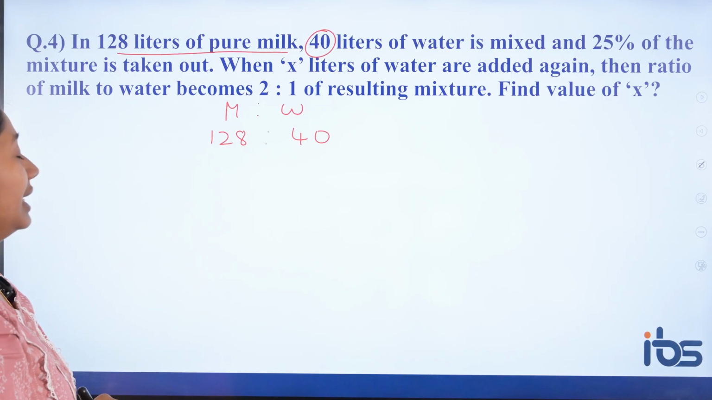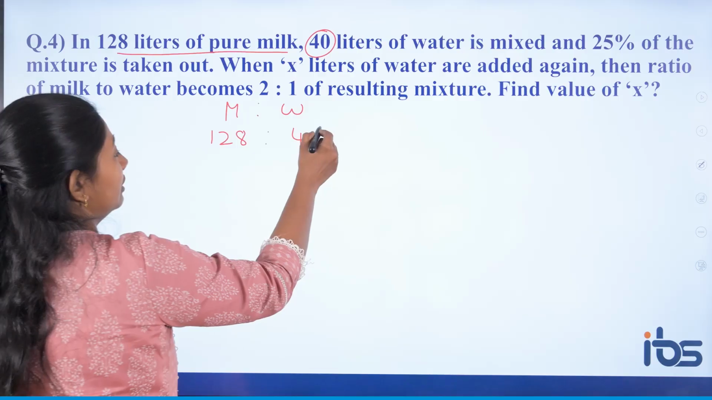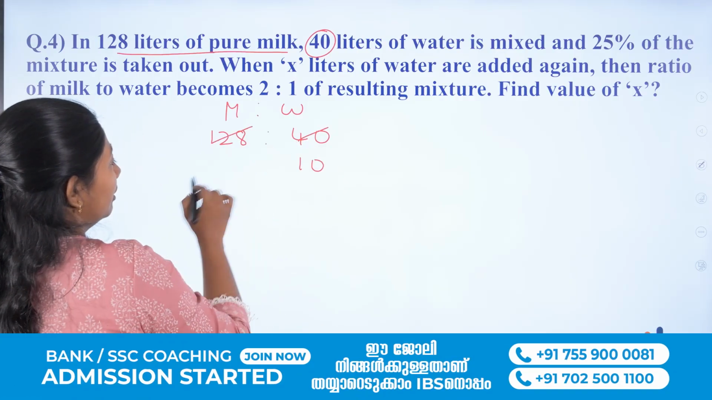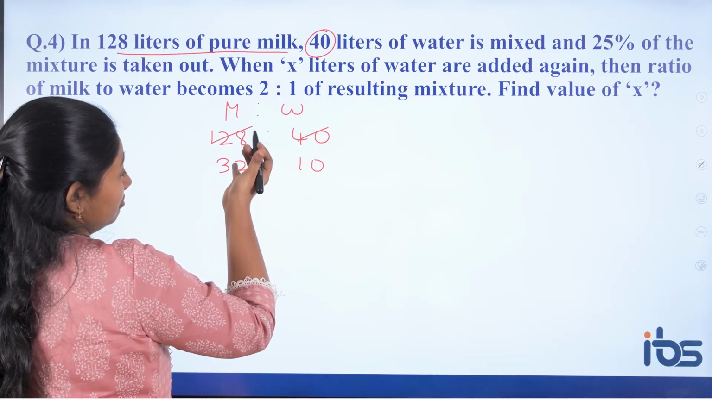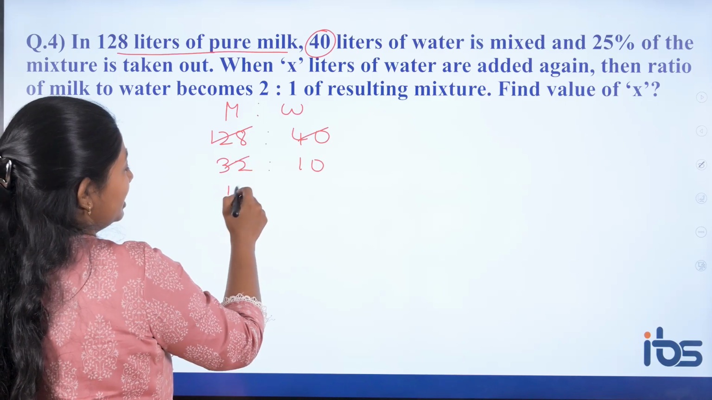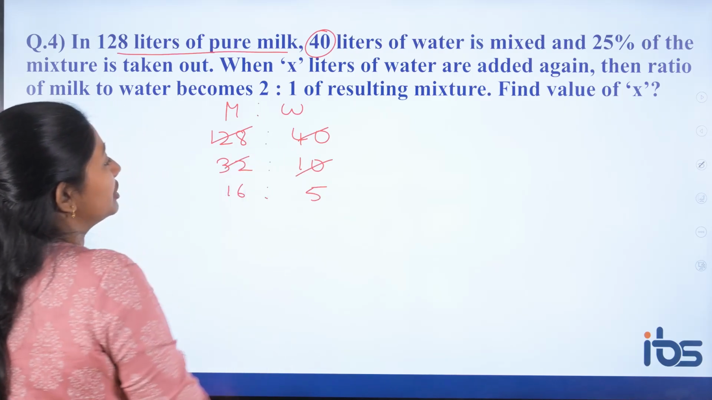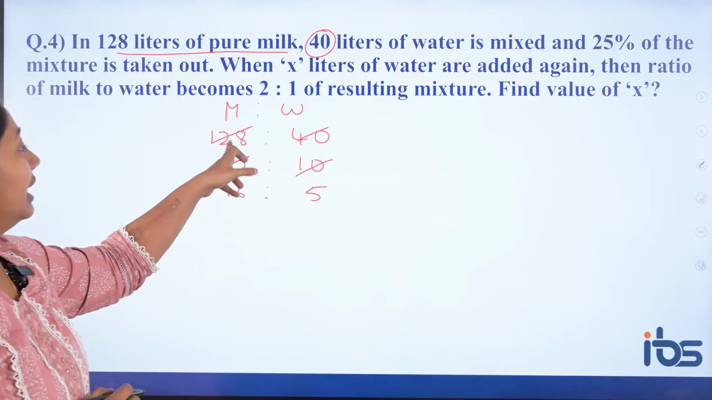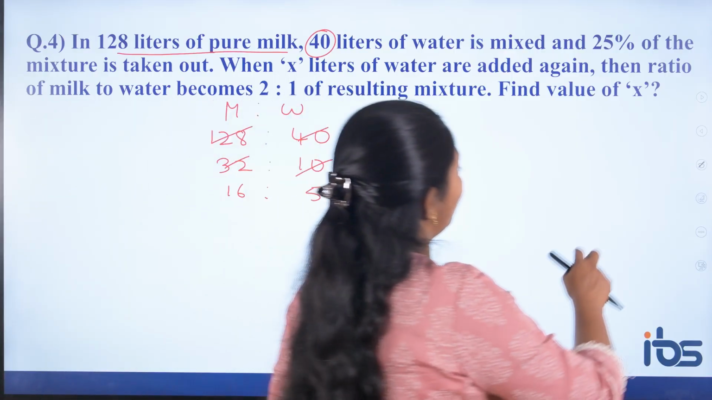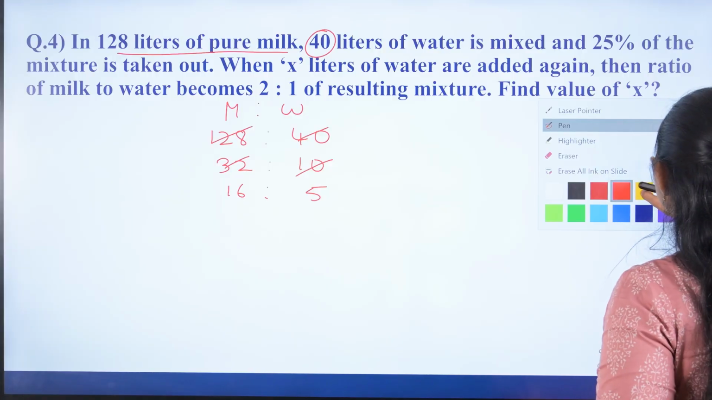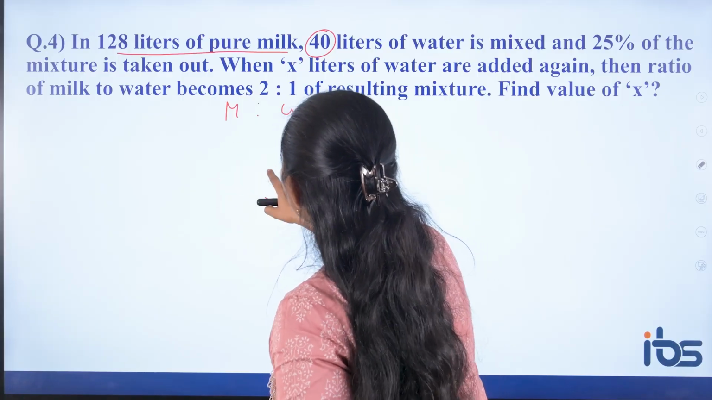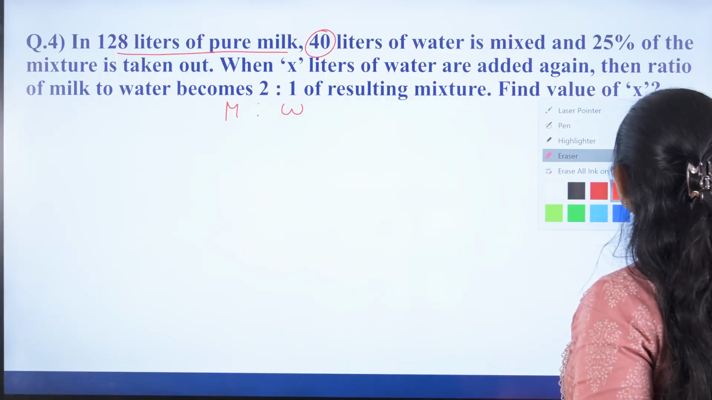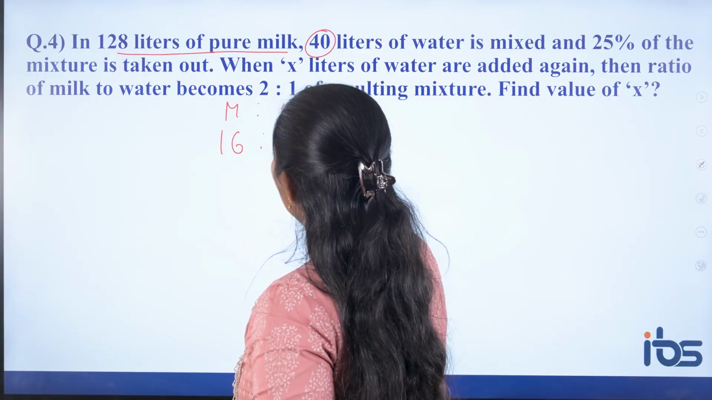So you can reduce it to the lowest form. You can reduce it with 4: 4 10s are 40, 4 3s are 12, and 4 2s are 8. Then you have 16 and 5, or else you can take 8: 8 5s are 40, 8 2s are 16. So the lowest form after reducing is 16 is to 5. So 16 is to 5 is the milk to water ratio. So I am just writing it down, 16 is to 5. Hope you all have understood how we got it.